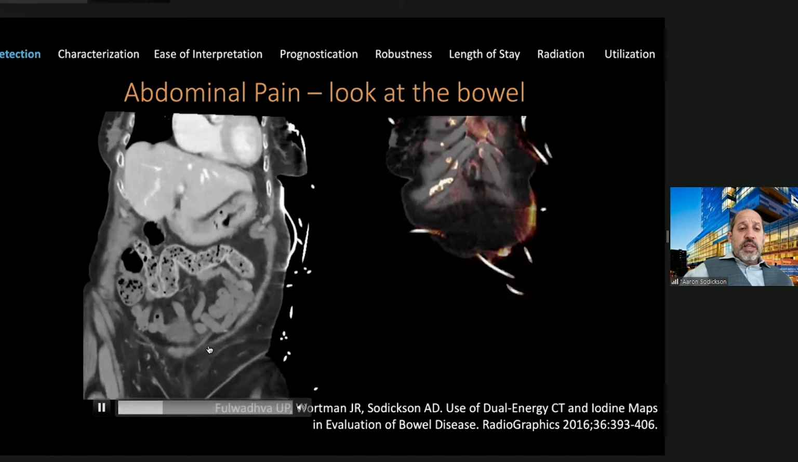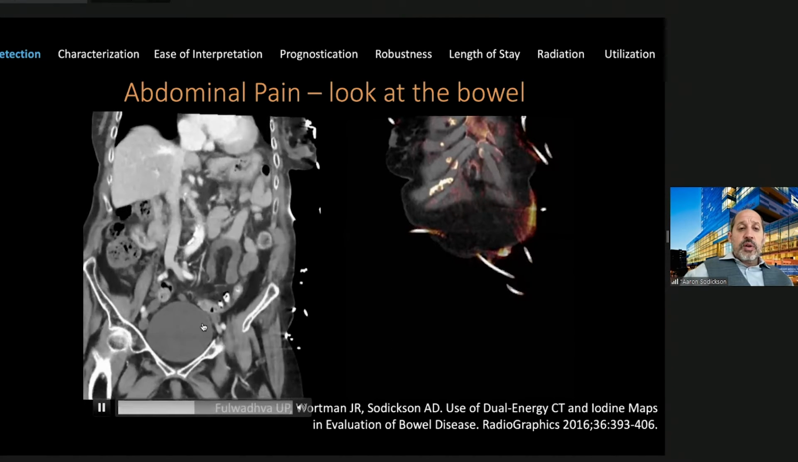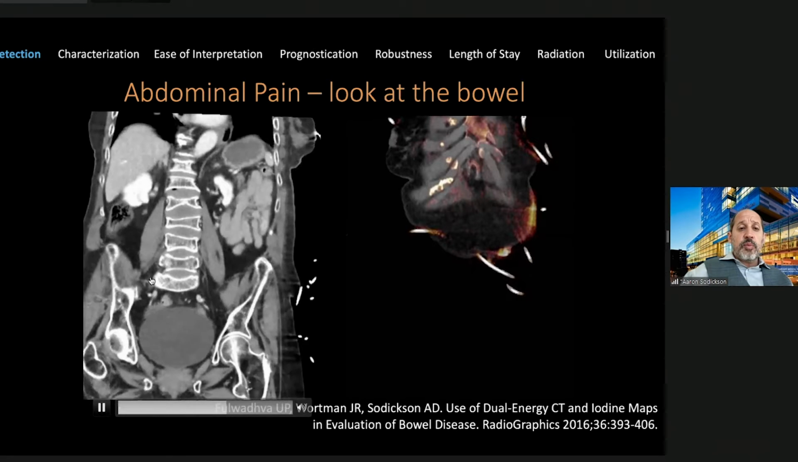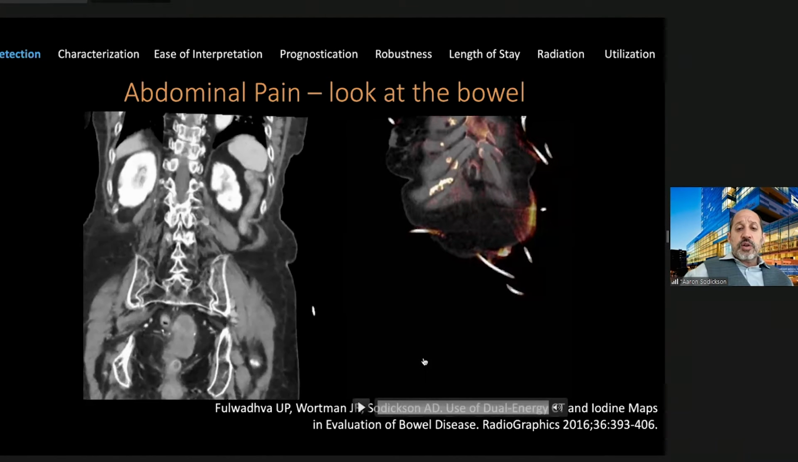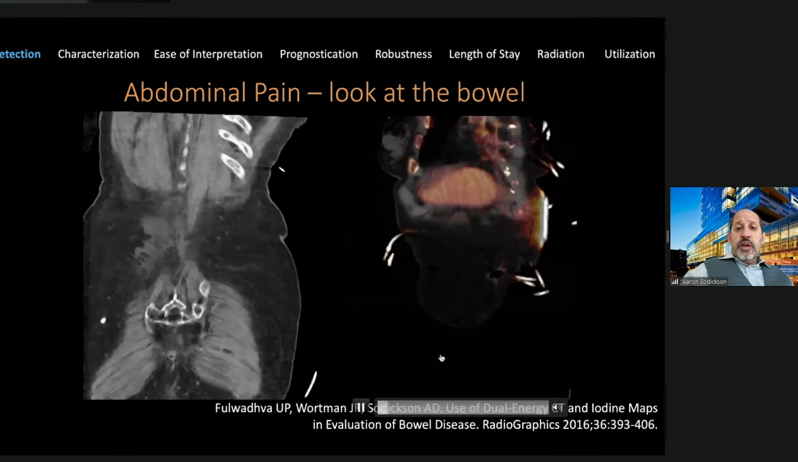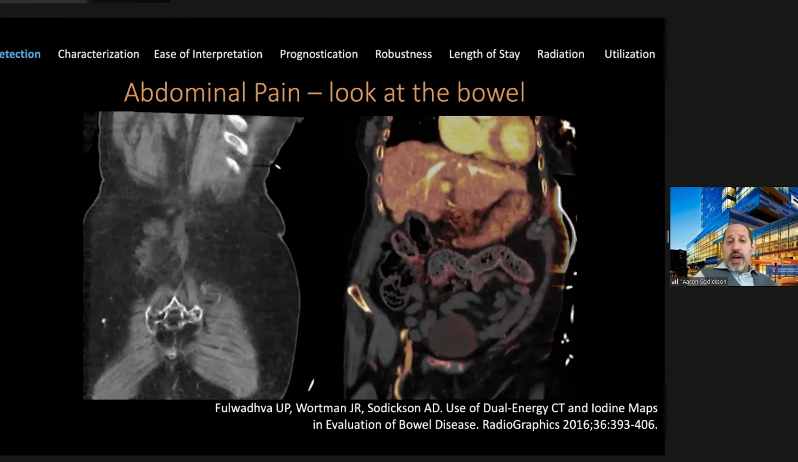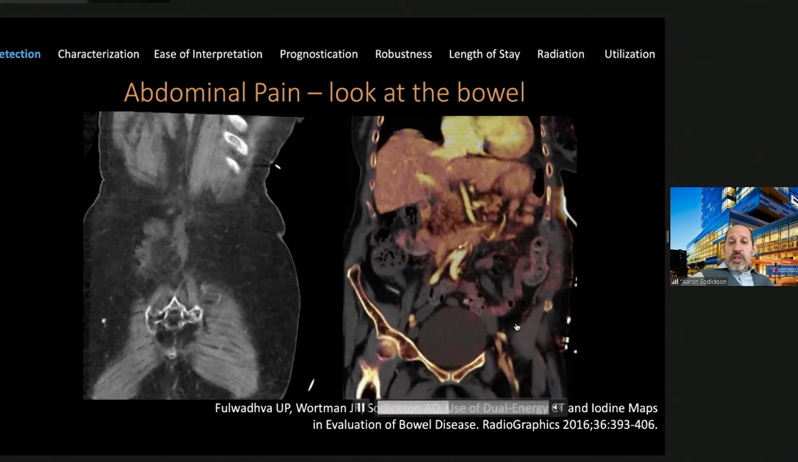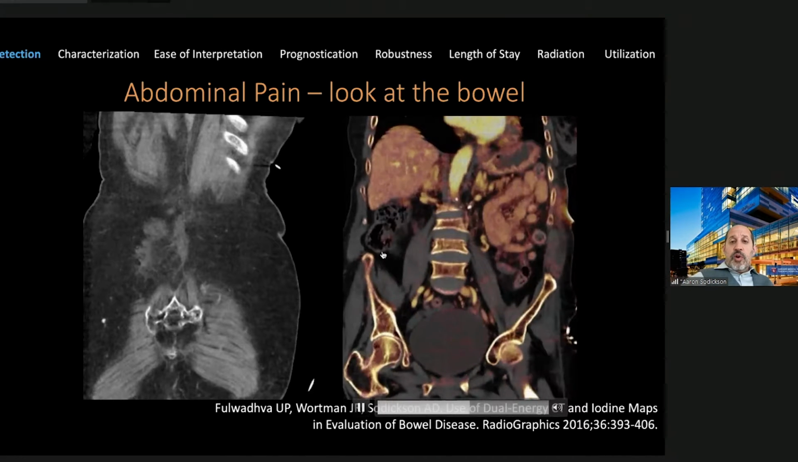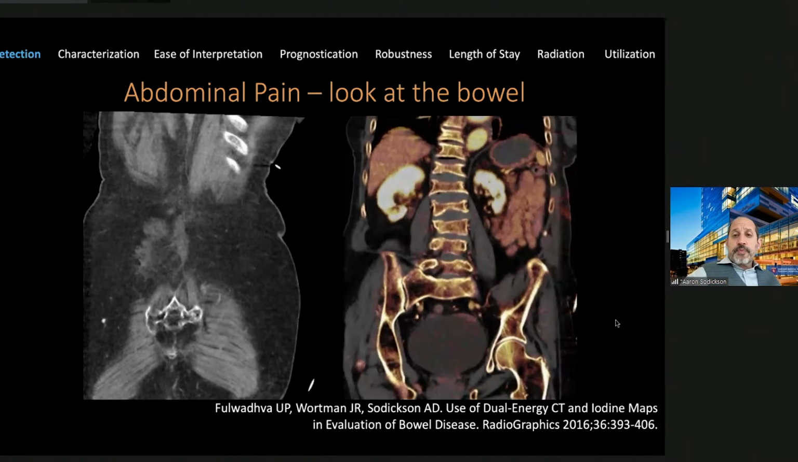This is a patient in the ED with abdominal pain. The bowel looks morphologically quite normal here. There's no distension or wall thickening. If we look at our iodine overlay images, though, look at the distribution of iodine within the bowel. You can see there's no iodine within a lot of the small bowel and the right colon.